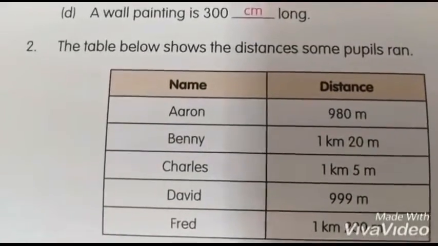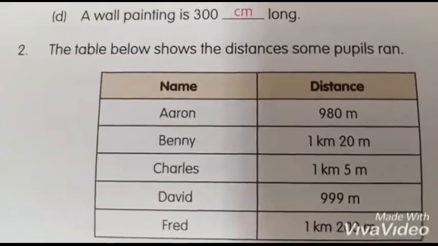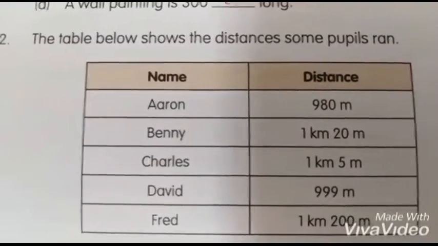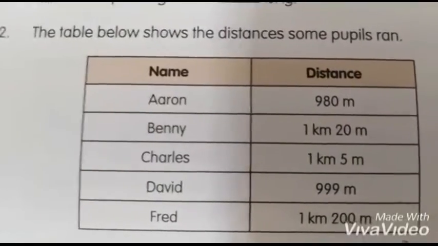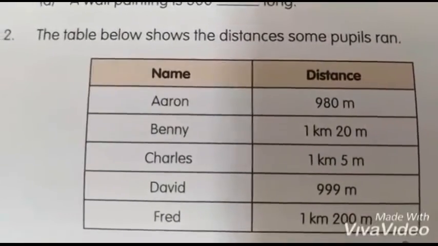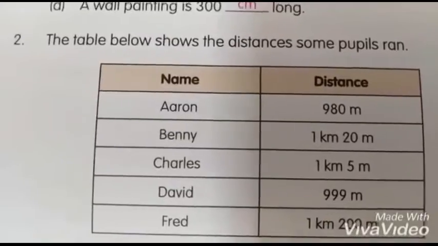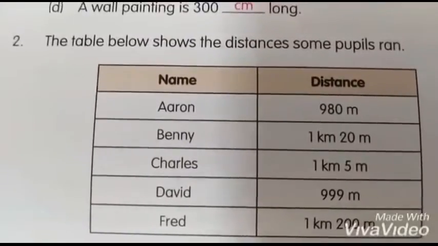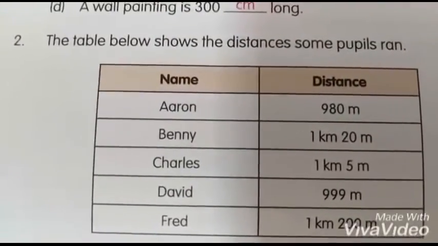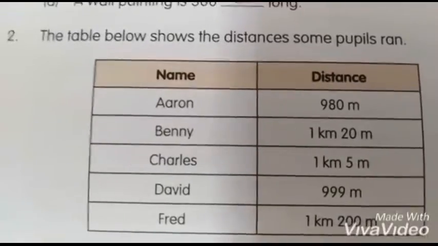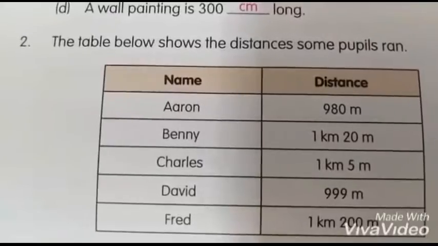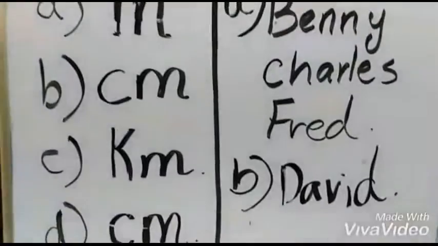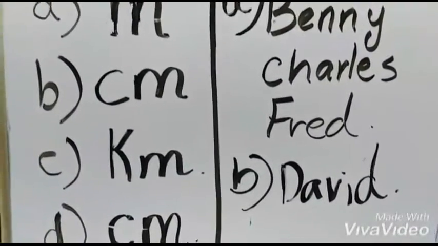B. Who ran a distance just 1 meter less than 1 kilometer? Remember that each 1 kilometer equals 1,000 meters. So 1 meter less than the 1,000 is 999. Now, which pupil ran 999 meters? Excellent. The answer is David.